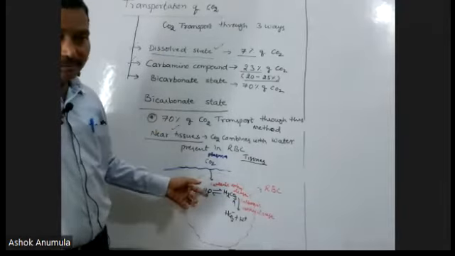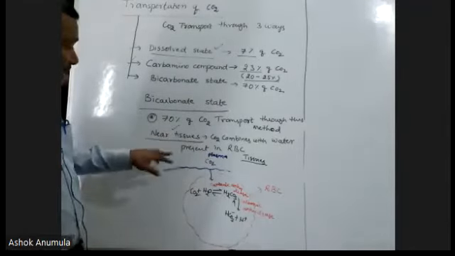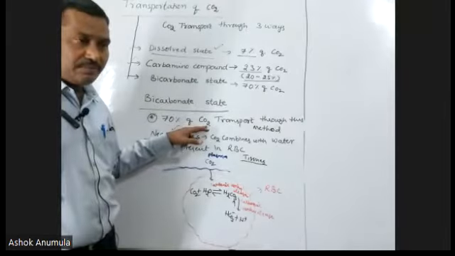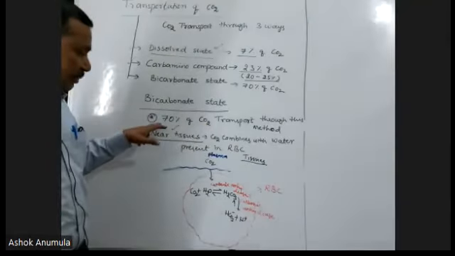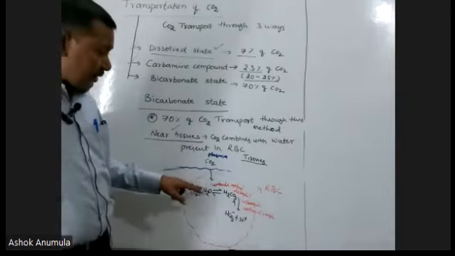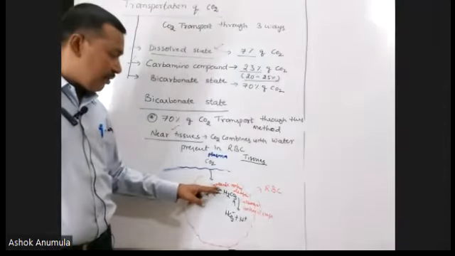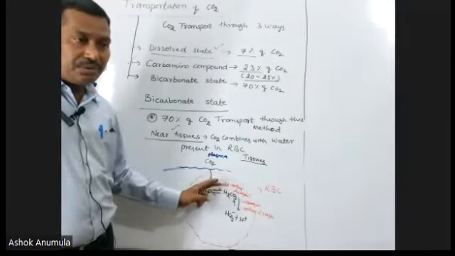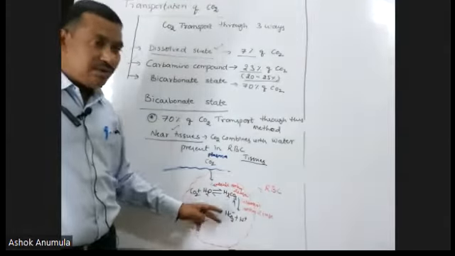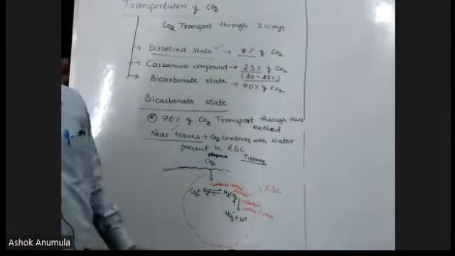I will give one or two bits about this, so listen carefully and remember it properly. In the bicarbonate state, 70% of carbon dioxide is transported. In the dissolved state also the carbon dioxide combines with water, but more carbon dioxide is transported by this method. Why? Because the RBC contains an enzyme called carbonic anhydrase. Due to the presence of carbonic anhydrase enzyme in the RBC, more carbon dioxide is transported through this method. This is the reason behind the difference between the dissolved state and the bicarbonate state.